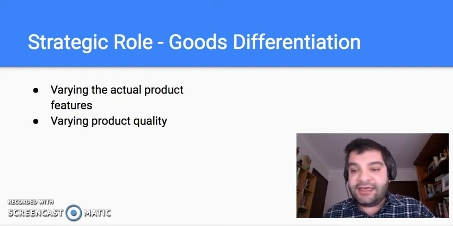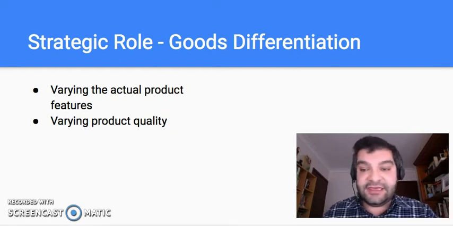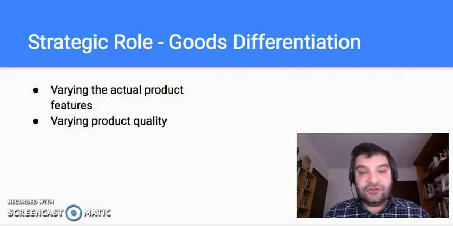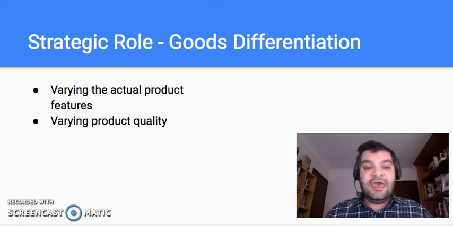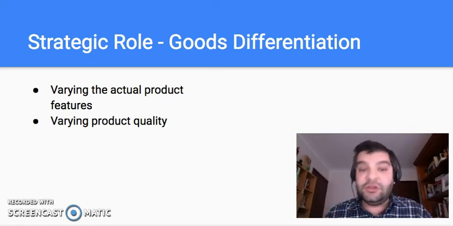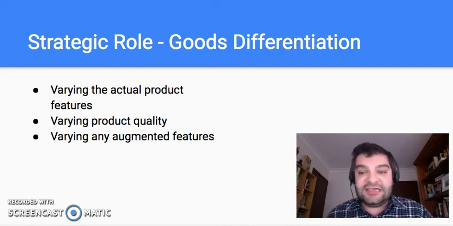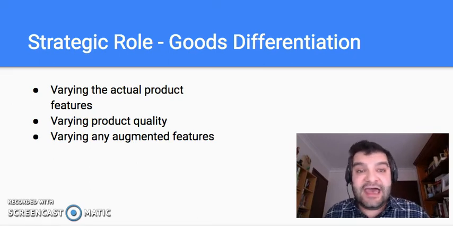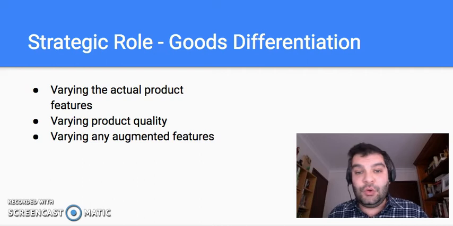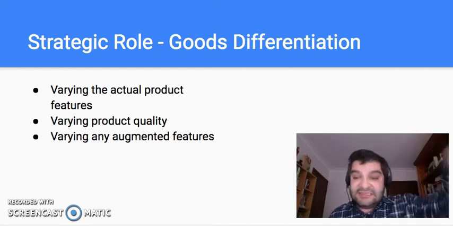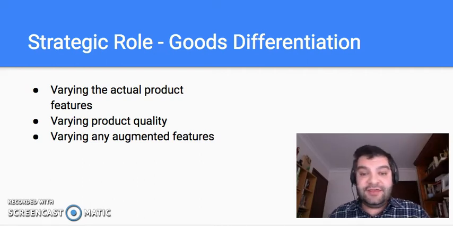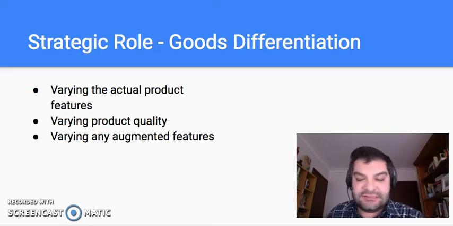Are you aiming at high income earners with high disposable income? Are you aiming at low income earners with low disposable income? Are you looking at affordability? Are you looking at costs involved? And that changes quality. Varying any augmented features, so offering customisation here. For example, car manufacturers offer people the option to have seat warmers, or the option to add a spoiler to their boot. So, varying those augmented features, those little add-ons.